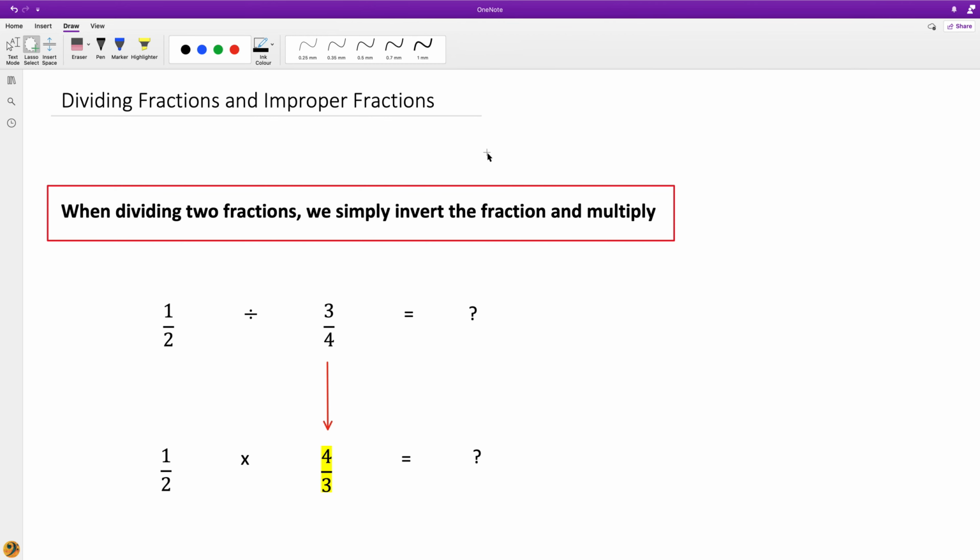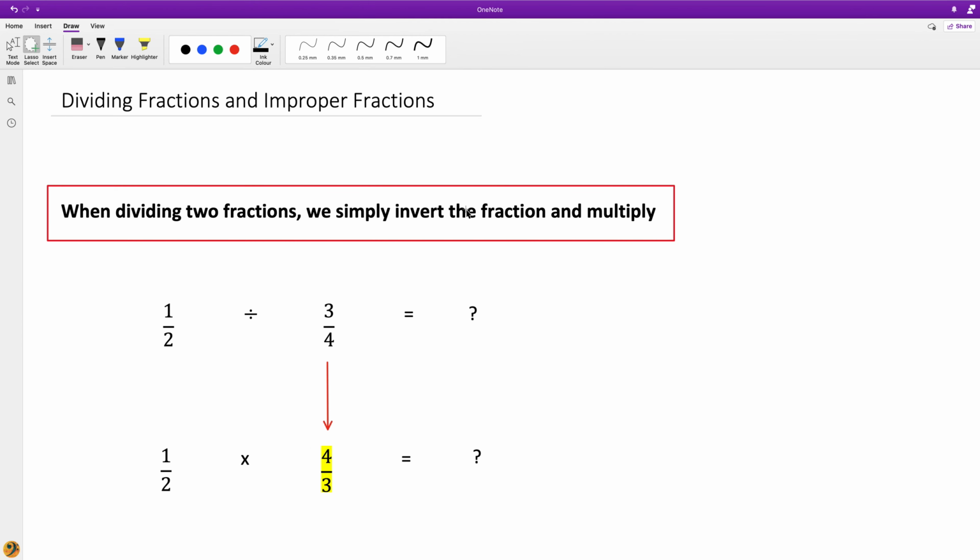So today's lesson is going to be talking about dividing fractions, and we'll touch on some improper fractions as well. The basic rule when dividing two fractions is we simply invert the fraction and multiply. The fraction we're inverting is the second one, the 3/4 in this case, the fraction to the right hand side of your divide symbol. Inverting just means turning it upside down.